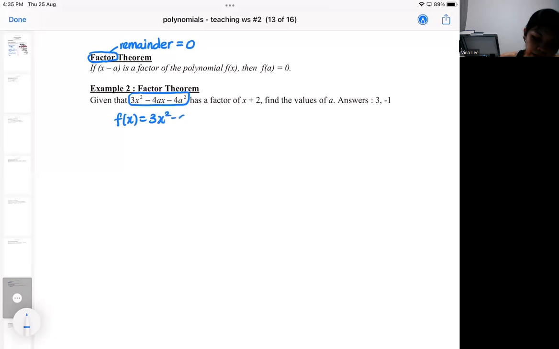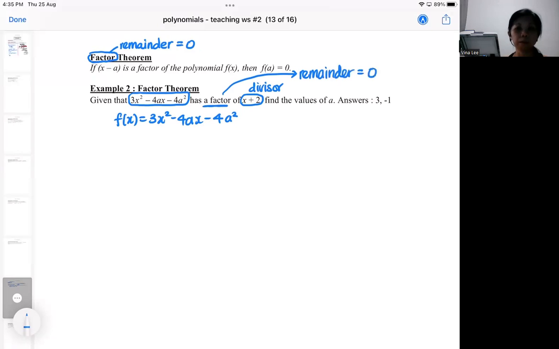So if I'm going to divide this expression by x plus 2, this x plus 2 will be my divisor. They didn't mention anything about the remainder, but from the idea of factor, it means the remainder is 0. So you need to execute this concept of remainder 0. It's a bit like you repeat your remainder theorem, except that right now your remainder is 0. So you let the divisor equal to 0, like what we did just now. So the remainder should be f(-2).